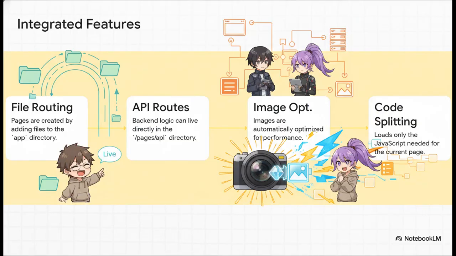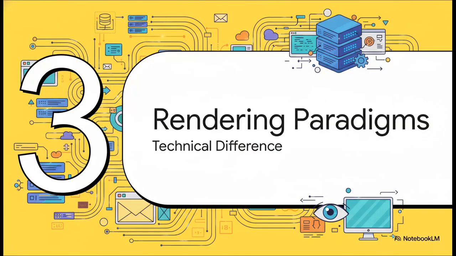And this is a perfect example of what's included right out of the box. File-based routing, just create a file in a folder and boom, your route is live. API routes, they let your front-end and back-end logic live together in the same project. And all those performance tweaks like code splitting and image optimization, they're built in, not something you have to add on later.